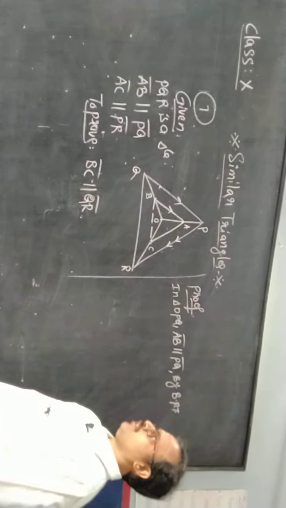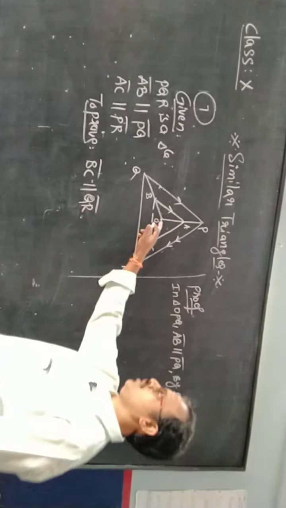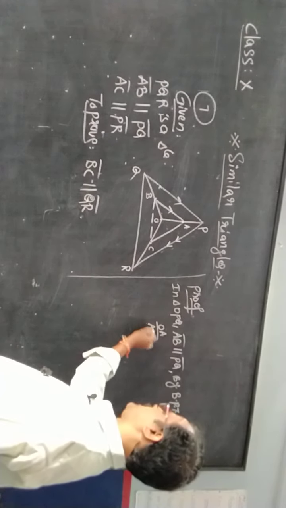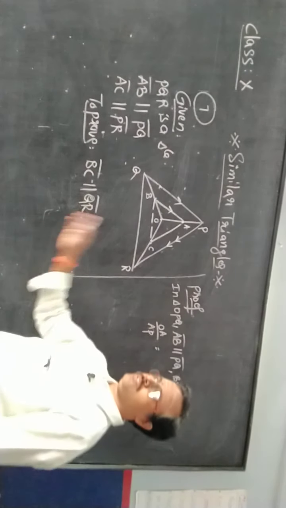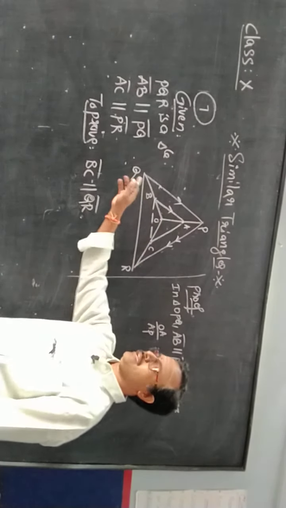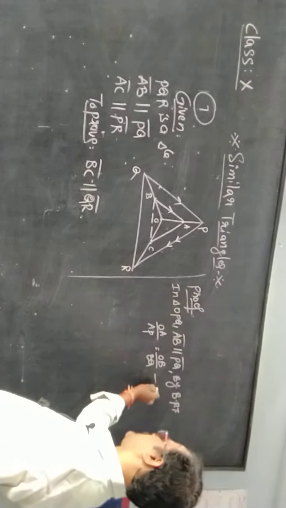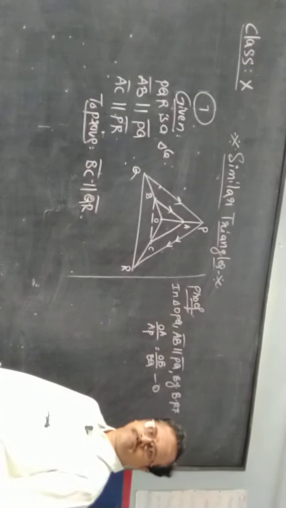What do you say? OA by AP is equal to OB by BQ. Very nice. OB by BQ. Take it as equation 1.